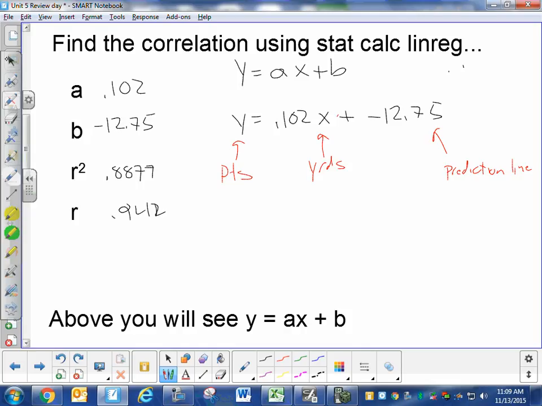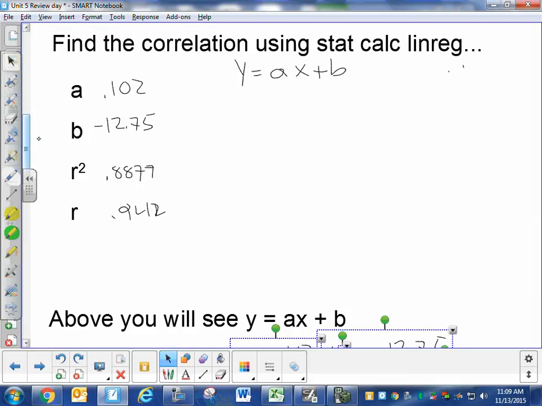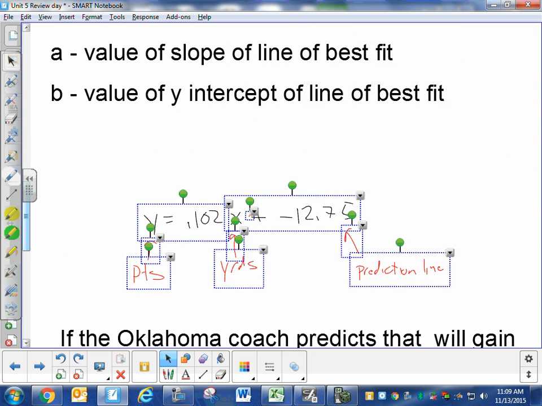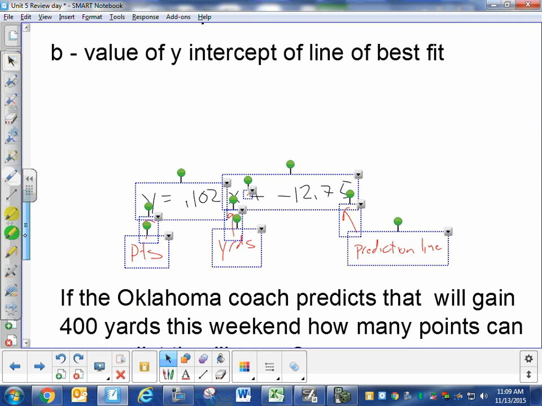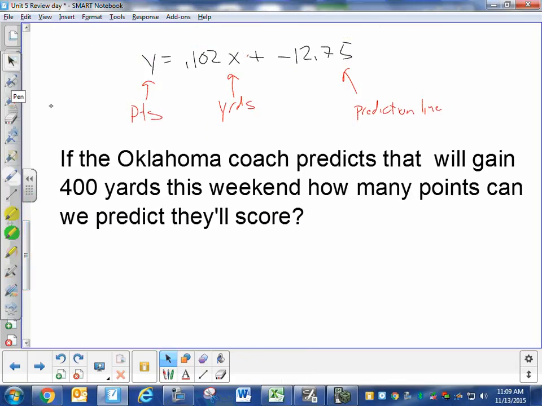So if we have certain questions, like the following. The Oklahoma coach, Bob Stoops, predicts that he will gain 400 yards this weekend against Baylor. How many points can we predict they'll score using this model of Big 12 teams, yards per game, and points? Go, figure it out.